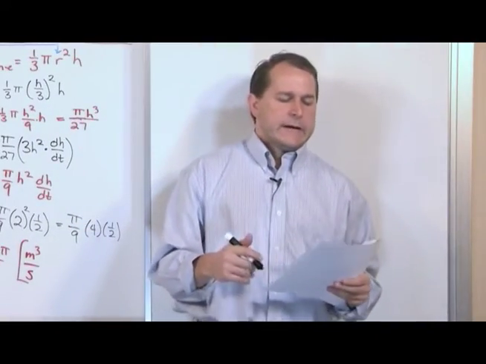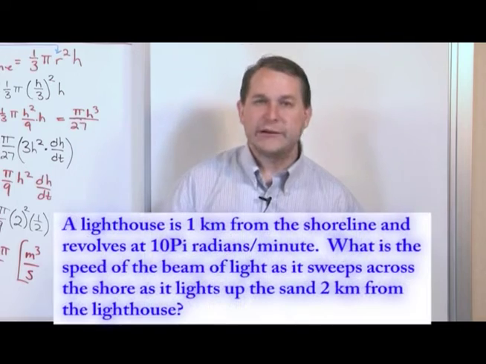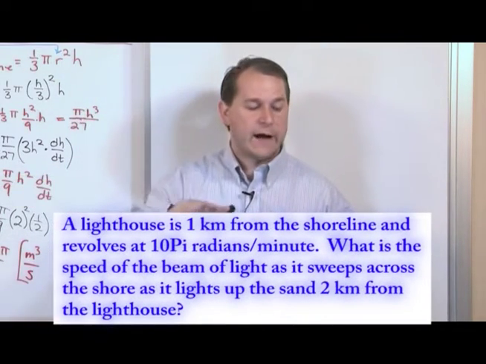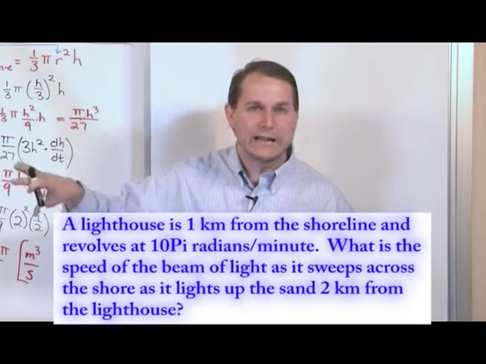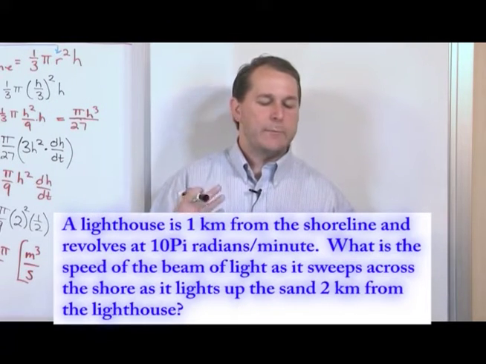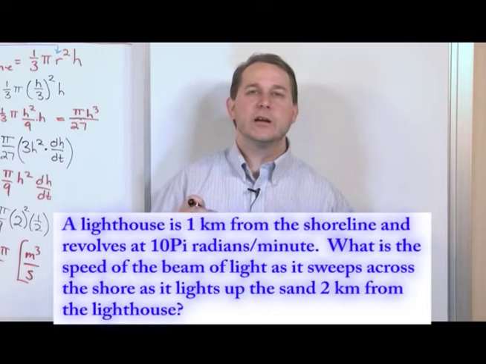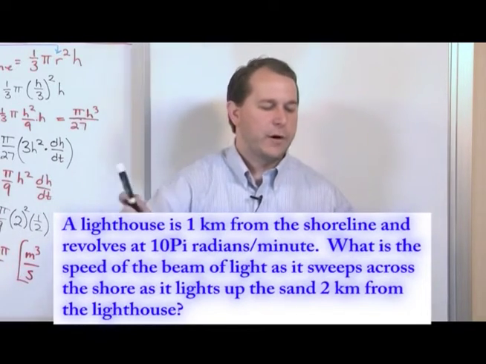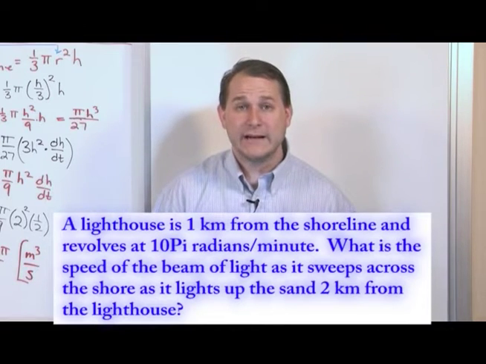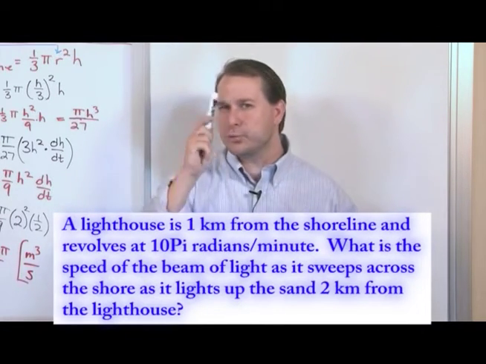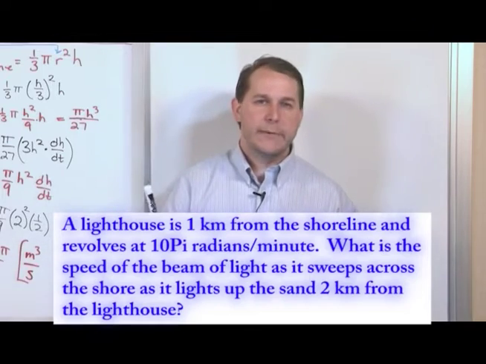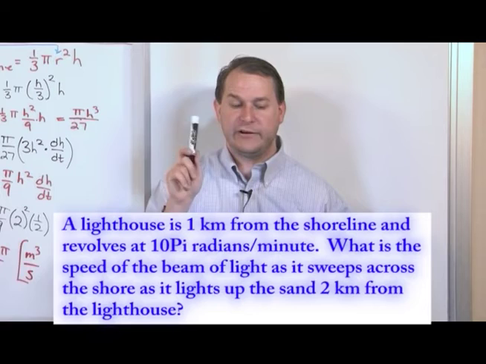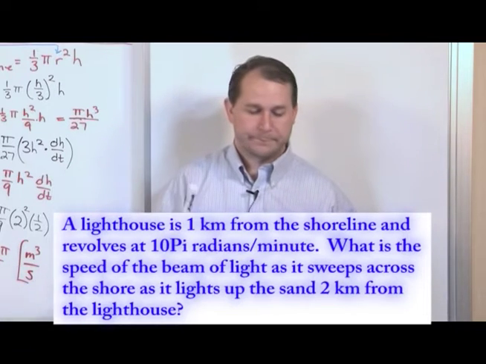Okay. The next question is a really interesting question. It has to do with a lighthouse, offshore. So the lighthouse is sort of in the water on an island or something. So we have a beacon on a lighthouse. It's 1 kilometer from the shoreline. And this light revolves around at 10 pi radians per minute. So it's an angular rate, 10 pi radians per minute. Don't forget there's 2 pi radians in a whole circle. So this is 10 pi radians every single minute.